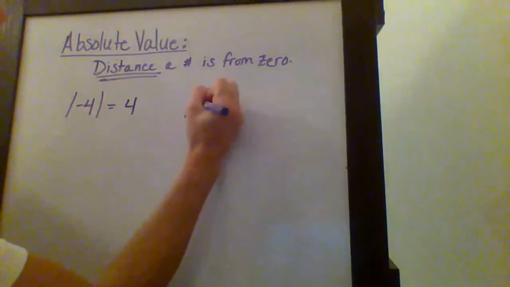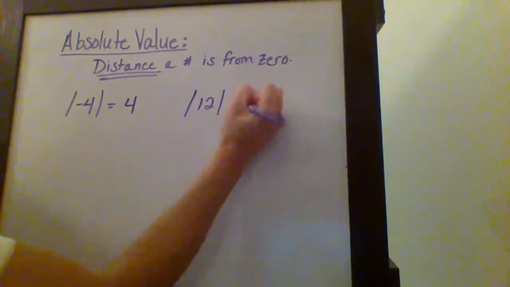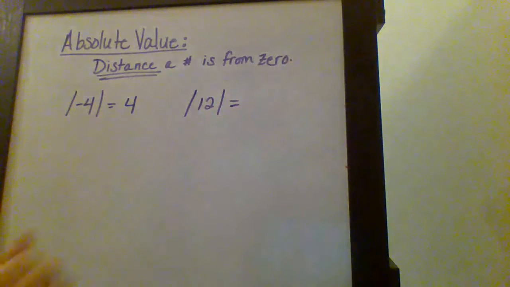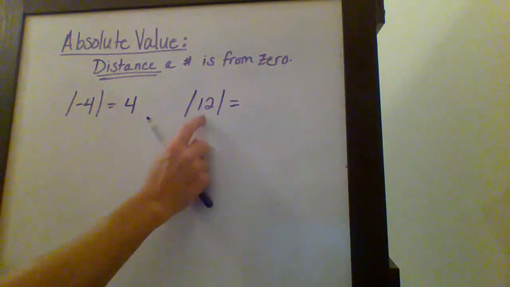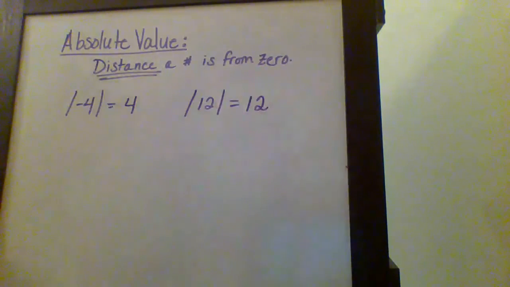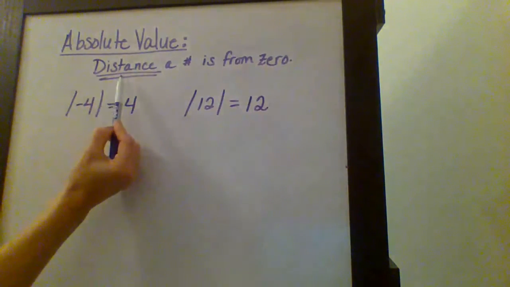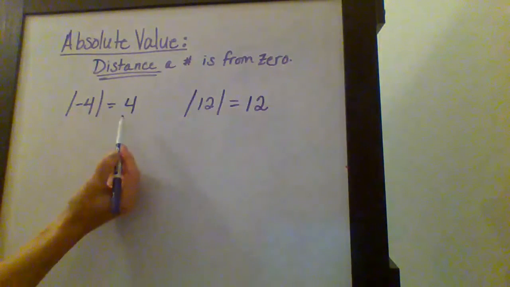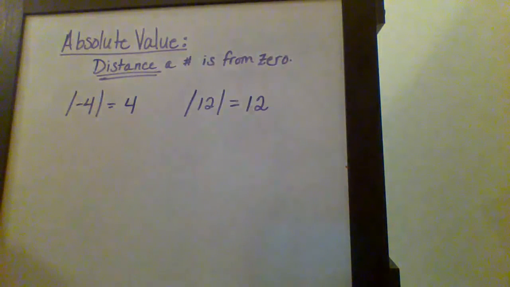If I said, what's the absolute value of 12? What that means is how many spaces away from zero is 12? It's 12 spaces. So absolute value is a distance from zero, and the reason why it's always positive is because a distance is a positive number. You cannot go a negative distance, if you remember that from last week.